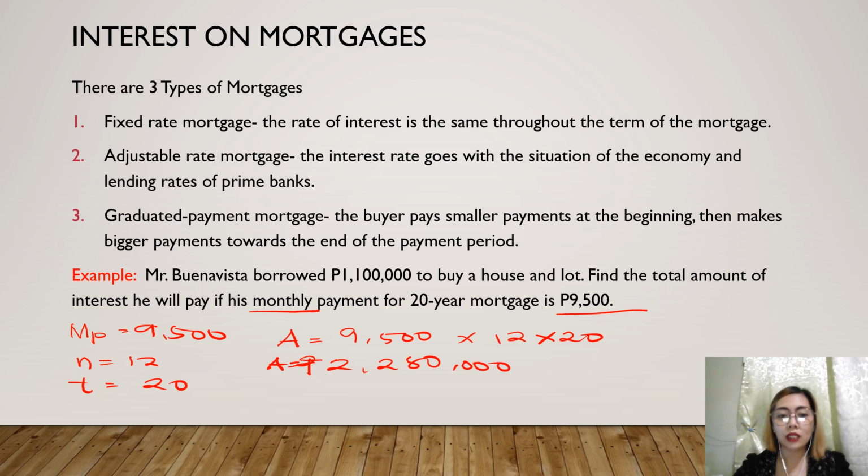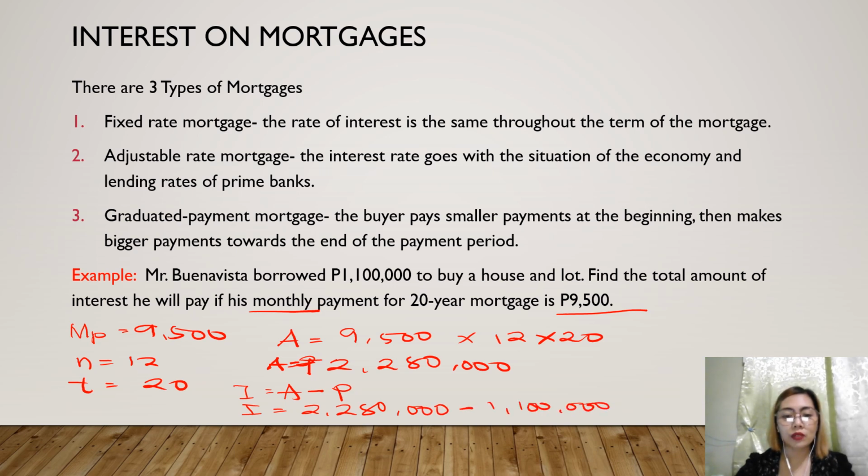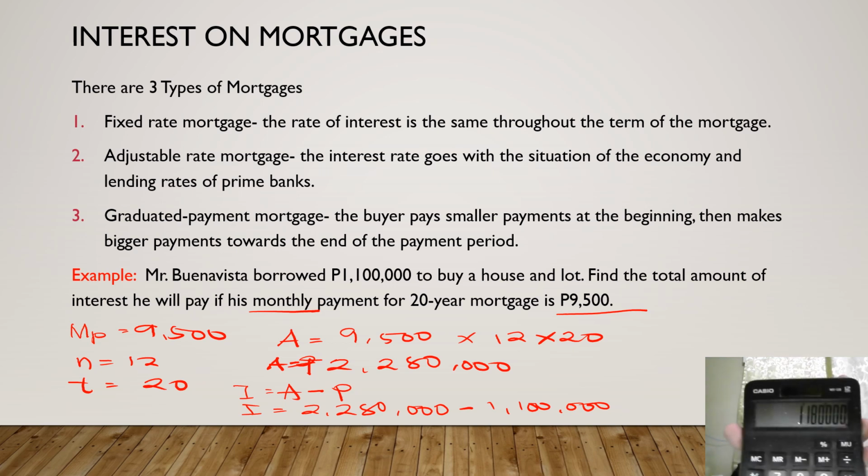Kung ang inutang natin ay 1,100,000 at ang binalik natin ay 2,280,000, magkano ngayon ang naging interest? I-less lang natin yan. So, amortization minus the principal or yung amount na inutang natin. So, we have 2,280,000 minus 1,100,000 pesos. So, less natin siya, minus 1,100,000 pesos equals this one. So, ayan. Almost double nung ating inutang, no?